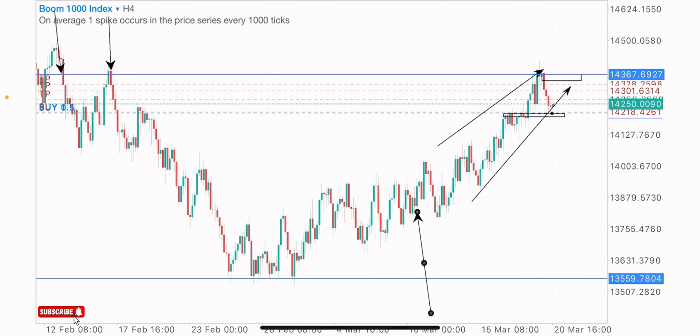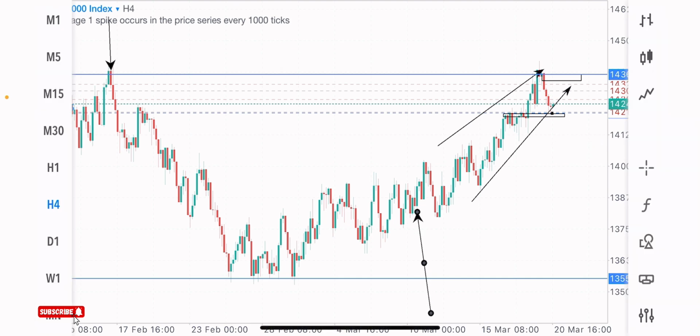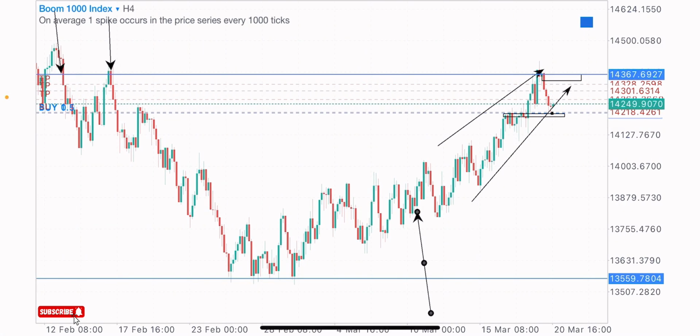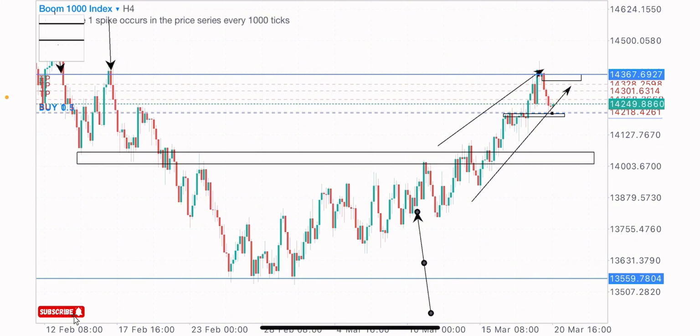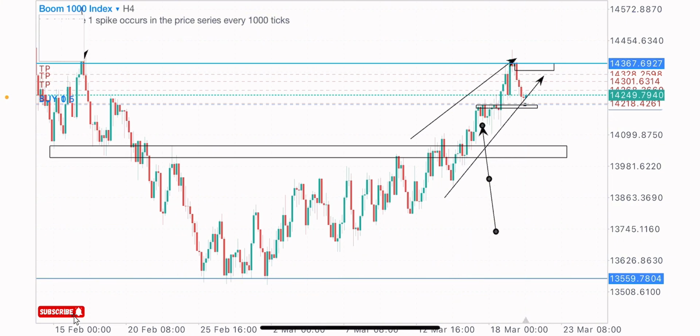I took advantage of this short-term buy opportunity on Boom 1000 index by identifying the market's current trend, and I said that so far this index is still in an uptrend. There's still buy possibilities, right?